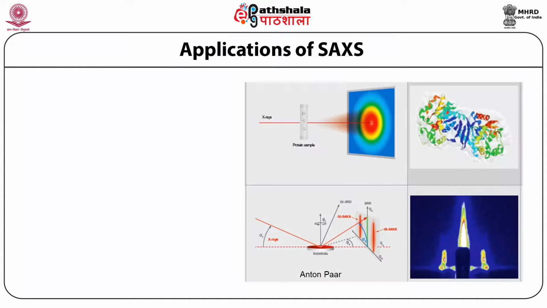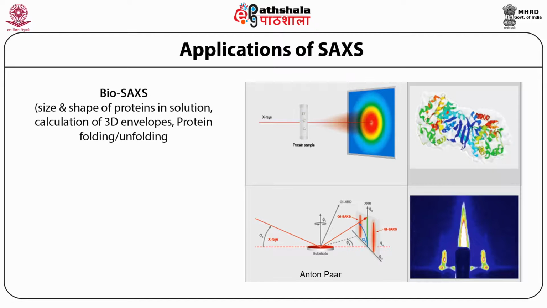There are several applications, as we saw, for SAXS. One of the major applications is BioSAXS. It tells about the shape and size of the protein in solution state. It is used to calculate three-dimensional envelopes. It is also used to study protein folding and unfolding states.